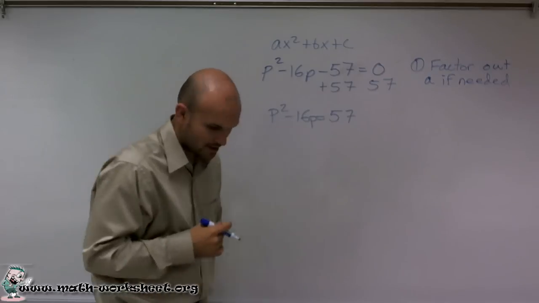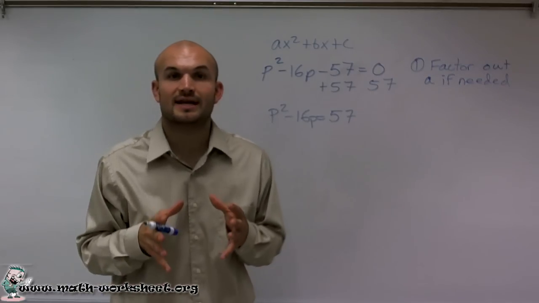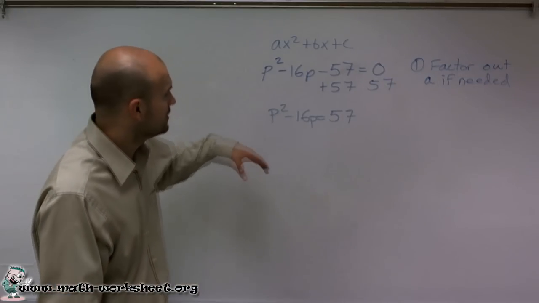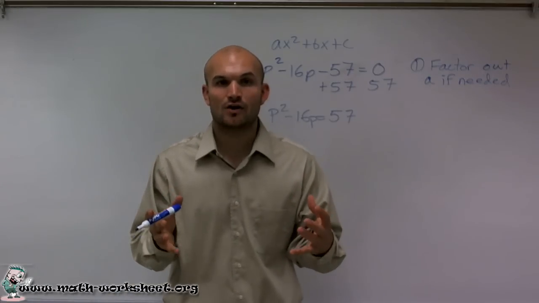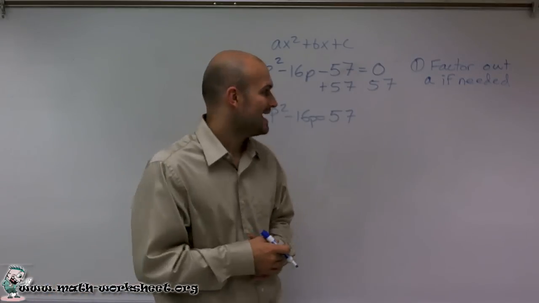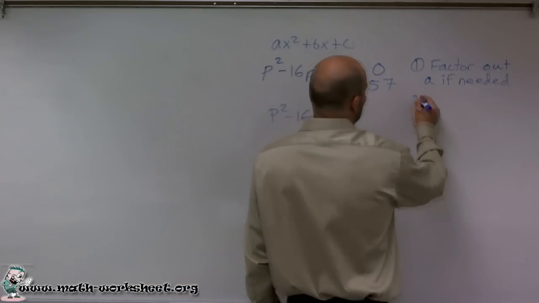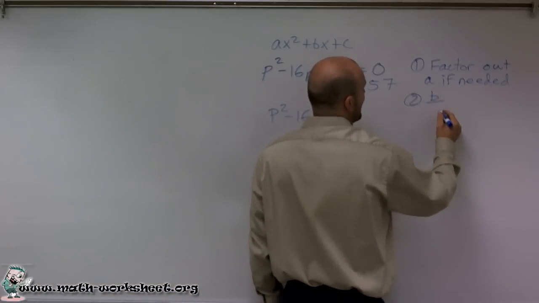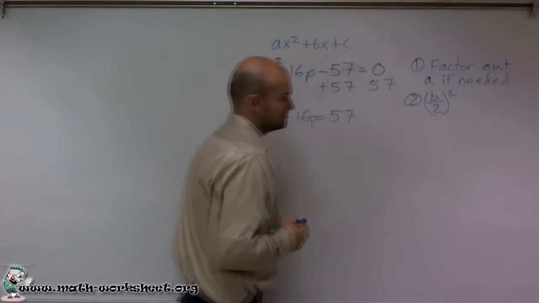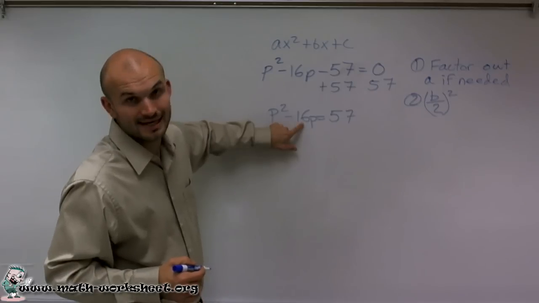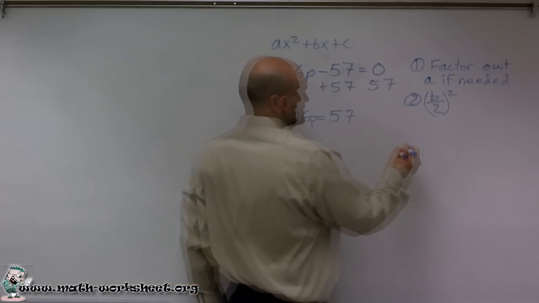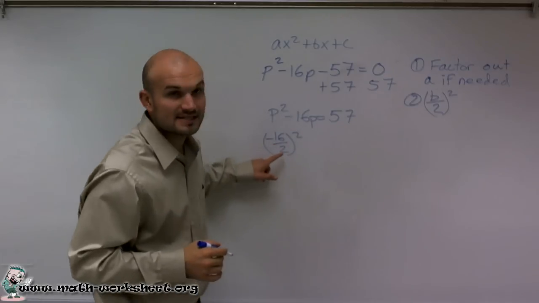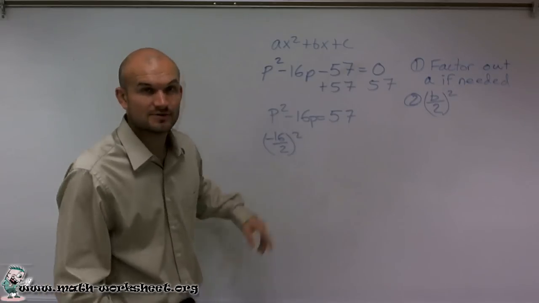Our goal for completing the square is to get a perfect square binomial, meaning a binomial that's going to multiply by itself, which is going to produce a perfect trinomial. And how are we going to get a perfect trinomial? Well, to do that, we go on to step number 2. I'm going to take b divided by 2 and square it. I look at my b, which is negative 16. I take negative 16 divided by 2, which is negative 8. Negative 8 squared is positive 64.